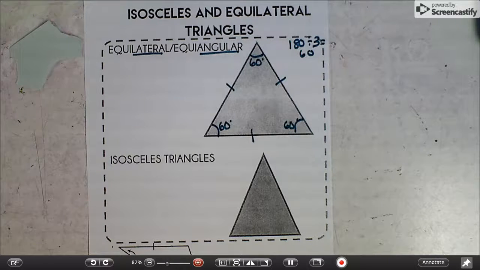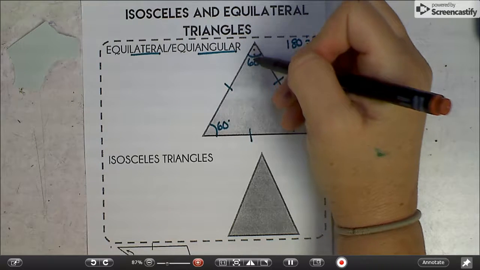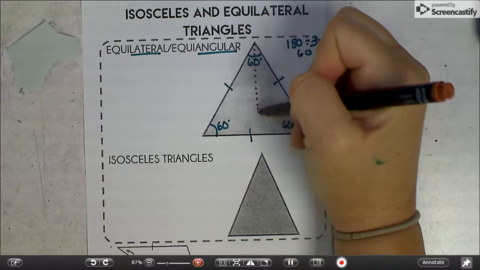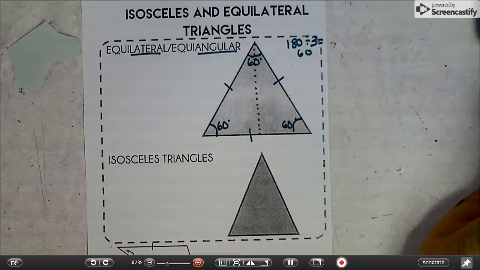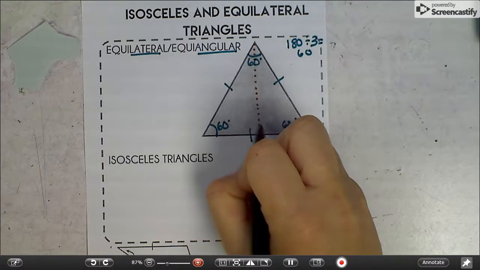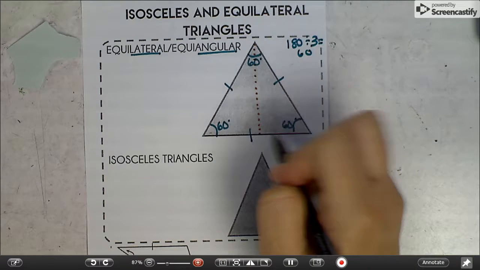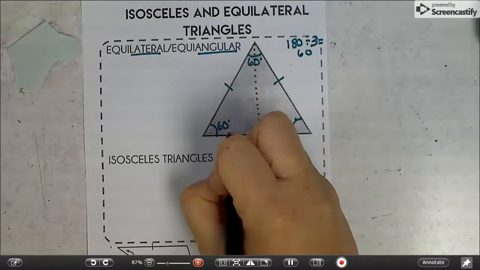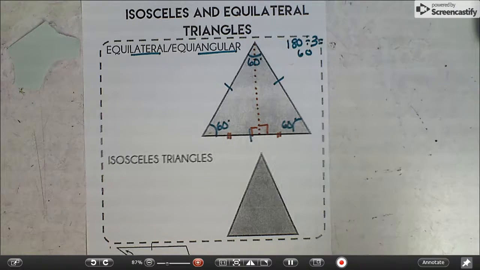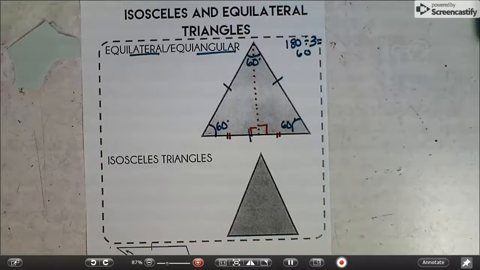All right, a couple other little things about equilateral triangles. If you draw the height down from a vertex to the opposite side, you really form two right triangles. So that would be a perpendicular bisector, which means that this piece and that piece are equal also. And that might come in handy at some point, so I thought that was important to mention.